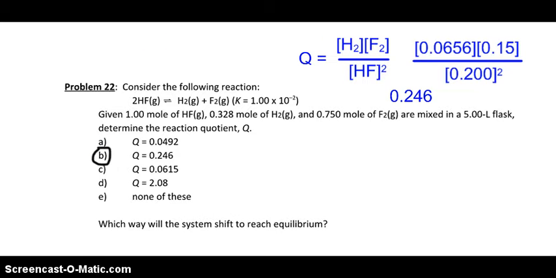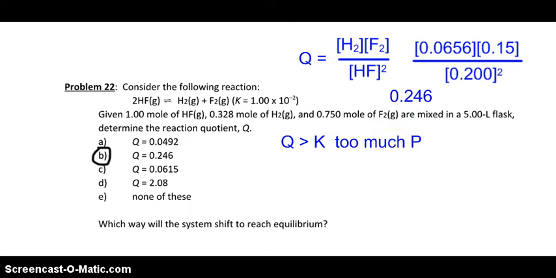Now, once again, they're asking which way the system will shift. Compare our Q with your K. Remember, this is 0.01 and this is 0.24. So what's happening? Is Q greater than or less than K? Hopefully you got Q is greater than K. So what does that mean? You have too many products.